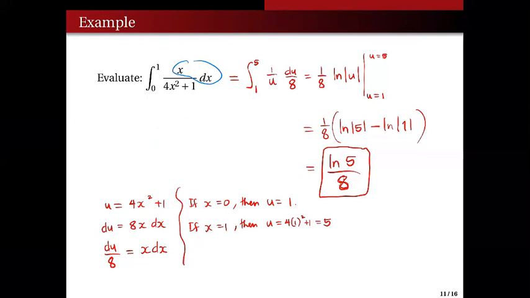Now, the next question: why didn't we plug in 4x squared plus 1 into ln of u? The reason is I can do the evaluation immediately here. If I'm going to bring back that 4x squared plus 1, then there's no point of doing this. Because once you bring it back, you will have to go back again to this interval. So it adds some steps.